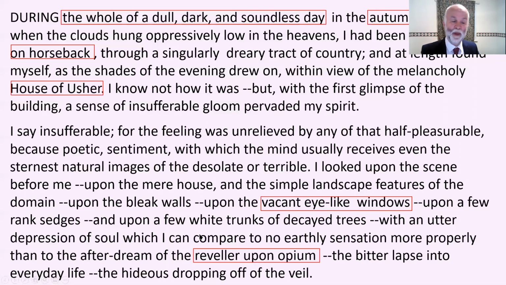Something is wrong. He says he can compare the feeling the house gave him to no earthly sensation other than the after dream of a reveller upon opium. Opium is the drug of choice of many Victorians. And when you come out of it, you get some really nasty after effects. Dropping of the veil, this could be a reference to a biblical reference to dropping of the veil and seeing the hideousness in its entirety rather than in a reflection. Reflection, veil, half seeing are key themes to this story.